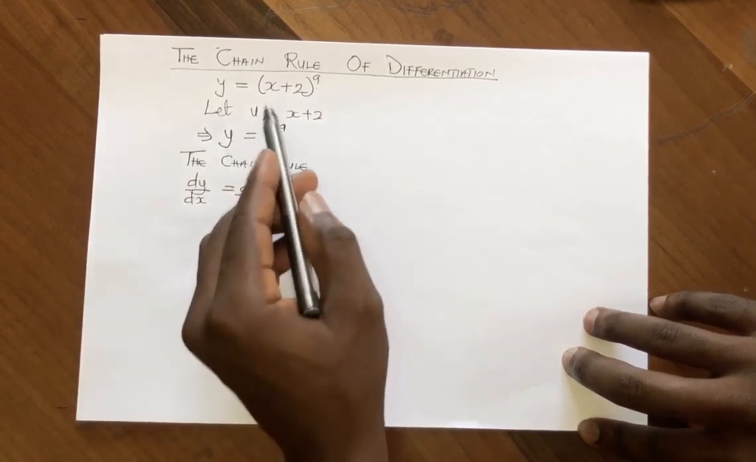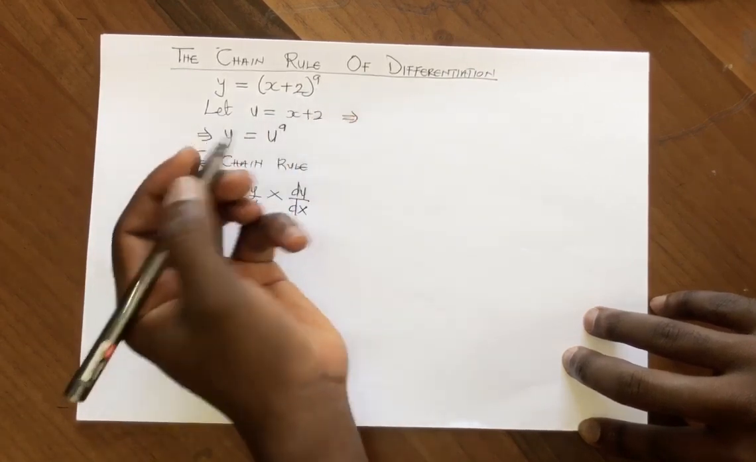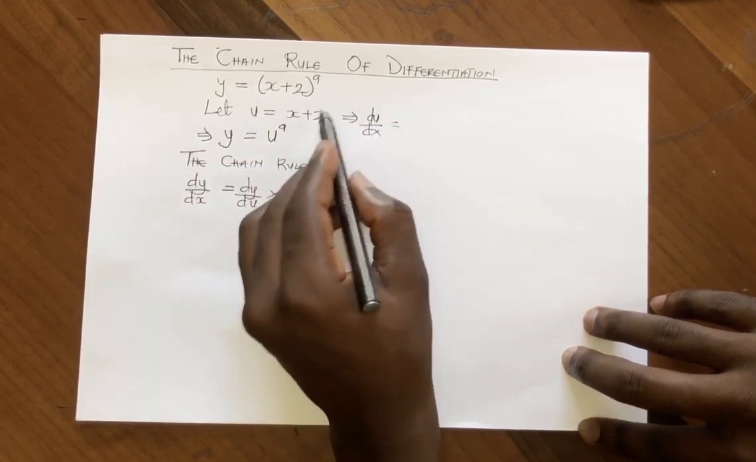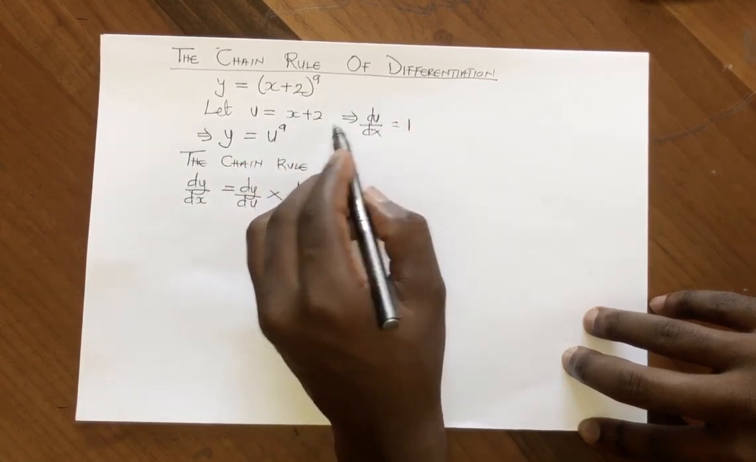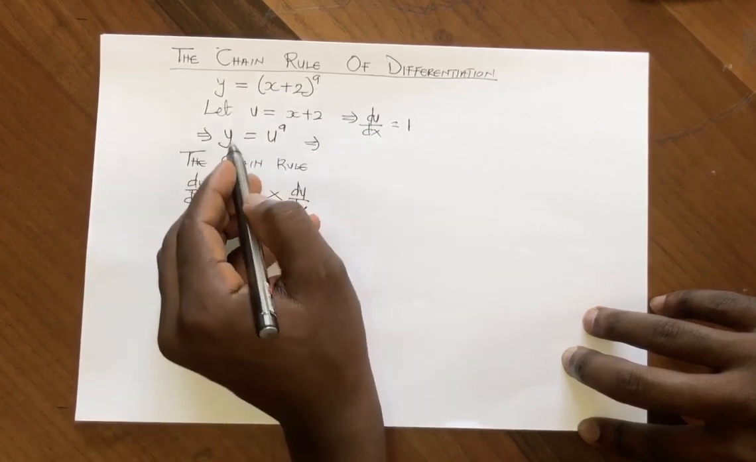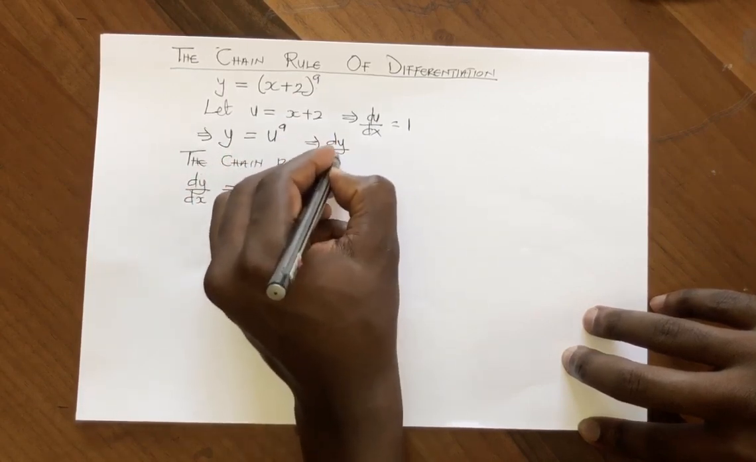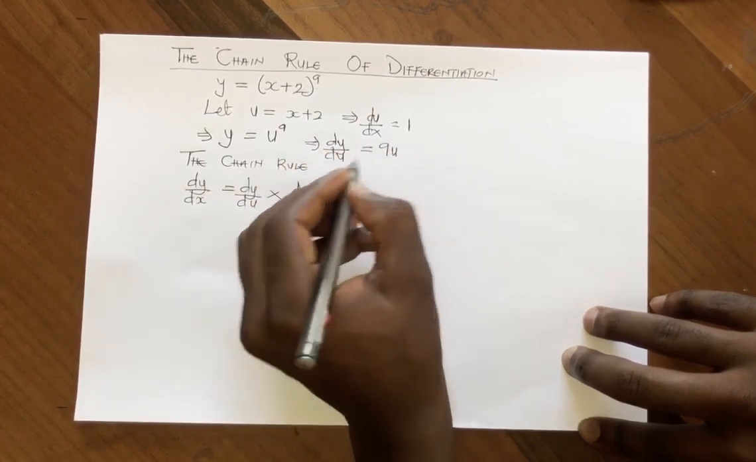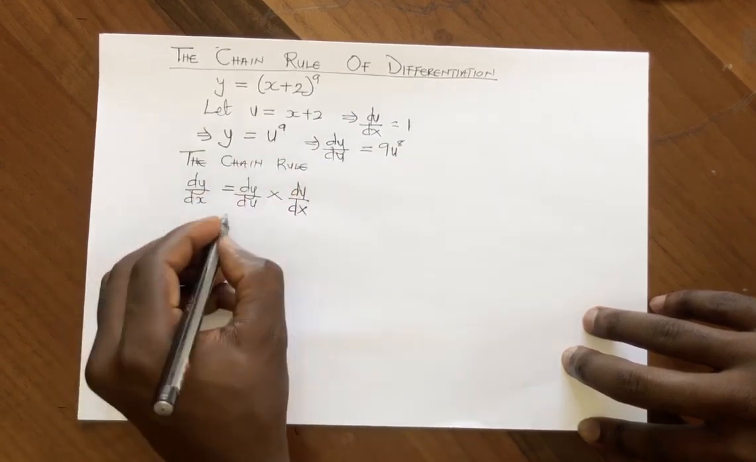All right, so how do we solve such a thing? Already we said let u be this. So this implies that du/dx, that is, when we differentiate the x, it will give us 1, but when you differentiate a constant, it is 0. So 1 plus 0 is 1. Then we have y is equal to u raised to the power 9. So dy/du would be equal to 9u raised to the power 8, because you subtract 1 from the power.